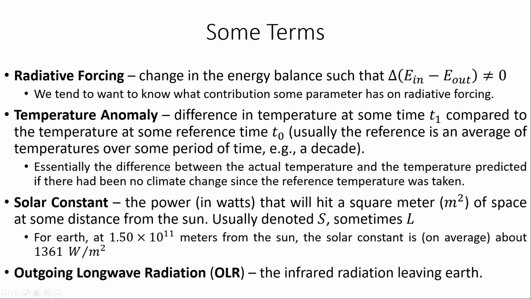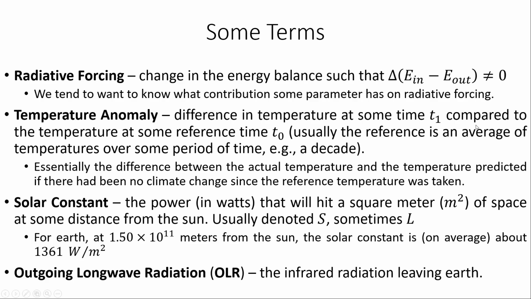And the E sub out is what's called the outgoing longwave radiation, or OLR. So this is the infrared radiation that is actually leaving the Earth. So that would be the energy out. And so we can see that if we have no climate change occurring, then the energy coming in and the energy going out should be equal to each other, and so subtracting them should be equal to zero. Whereas if we have radiative forcing, then this will be not equal to zero.